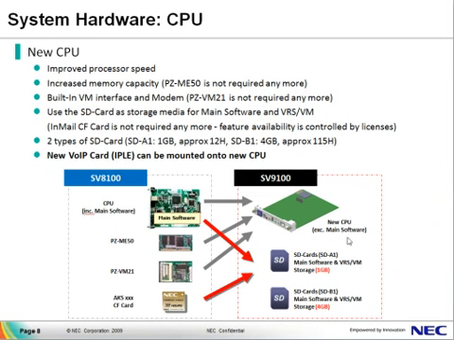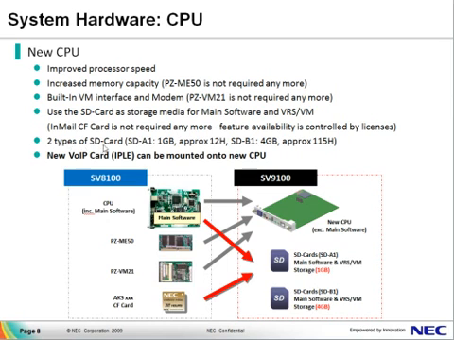So looking at the system hardware of the sv9100, there is a new CPU, which has improved processor speed and also an increased memory capacity. So you no longer need a PZ-ME50 anymore. Also, there is a built-in voicemail interface and modem, so no longer do you need the PZ-VM21. And there is an SD card for the storage media of main software and also the voicemail and VRS announcements.